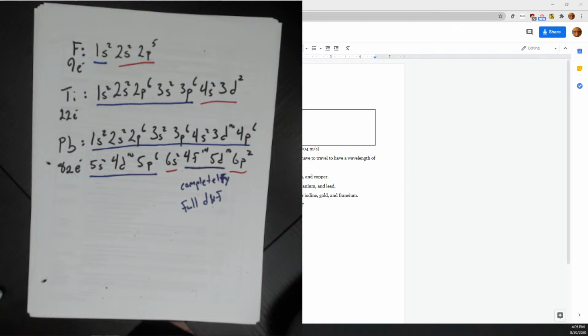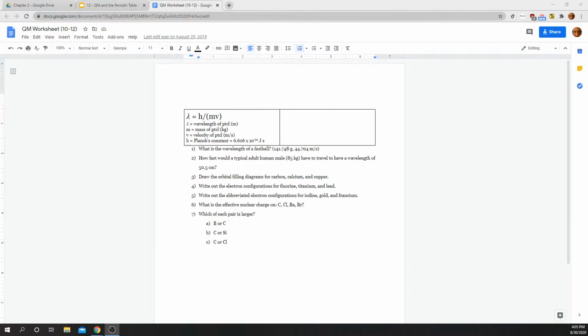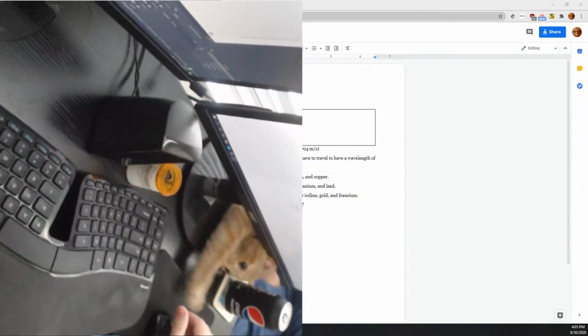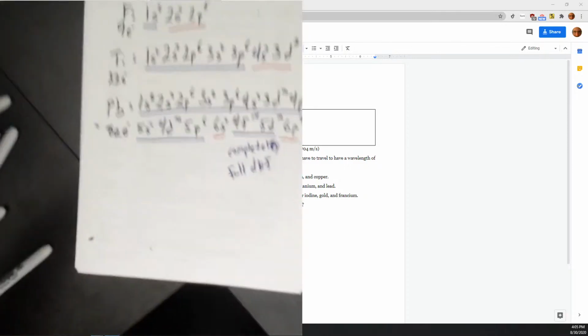Okay. So there's that. Now, abbreviated electron configurations for fluorine. Let's see. I gotta see if I can show you this.